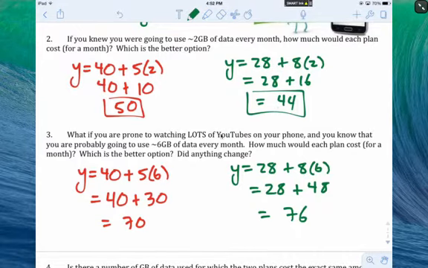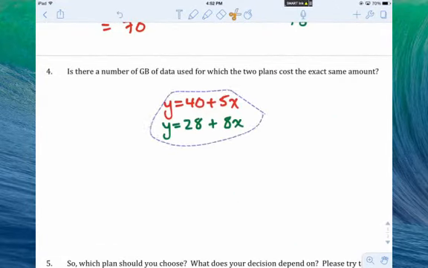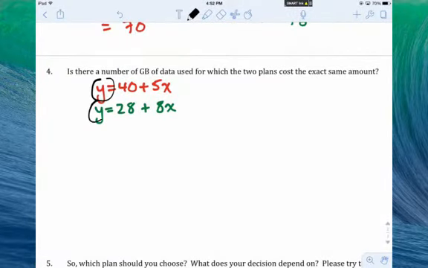So of course this begs the question, is there a time when they cost exactly the same amount? Is there a number of gigabytes that you could use in a month that would make these two monthly costs exactly the same? Well, let's check it out. If these costs are the same, then I claim that the cost of Boost Mobile and the cost of Cricket Wireless are, well, exactly the same.